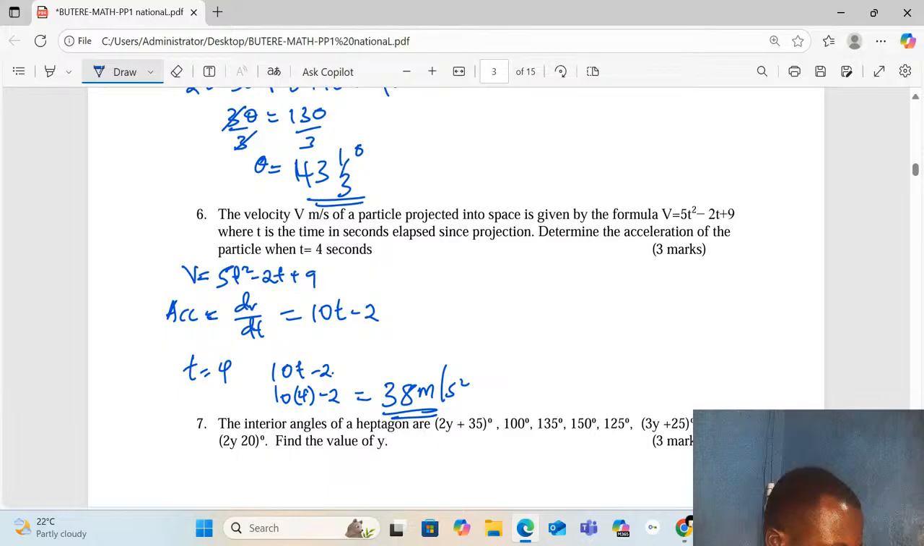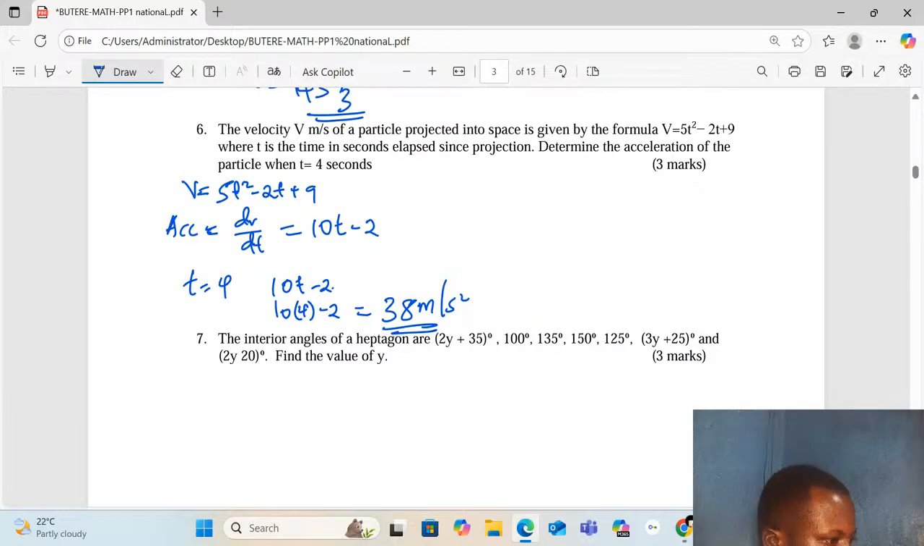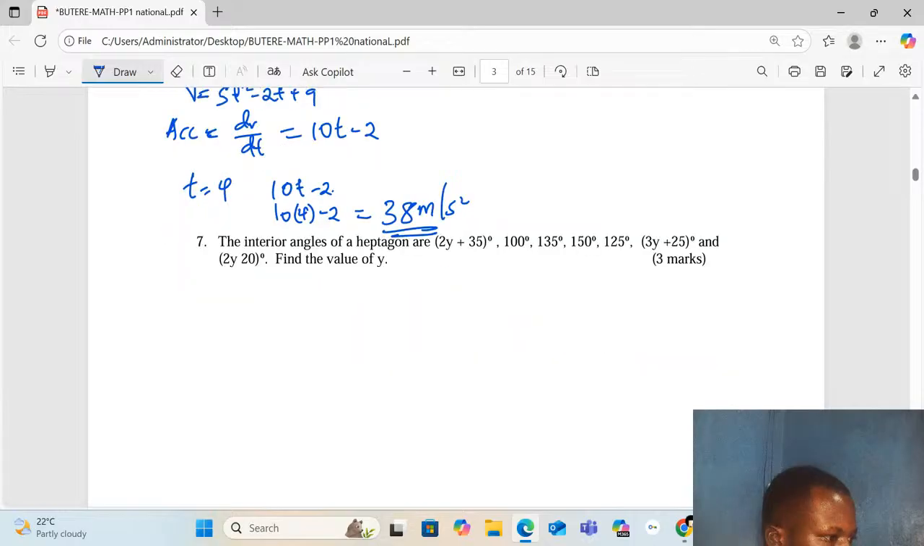Then 7. The interior angles of a heptagon are 2y plus 35, 100, 135, 150, 125, 3y plus 25, and 2y minus 20. Find the value of y.